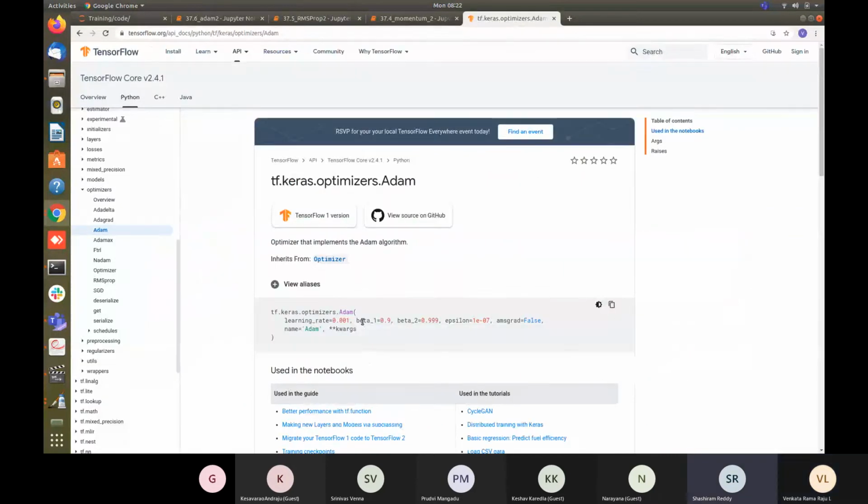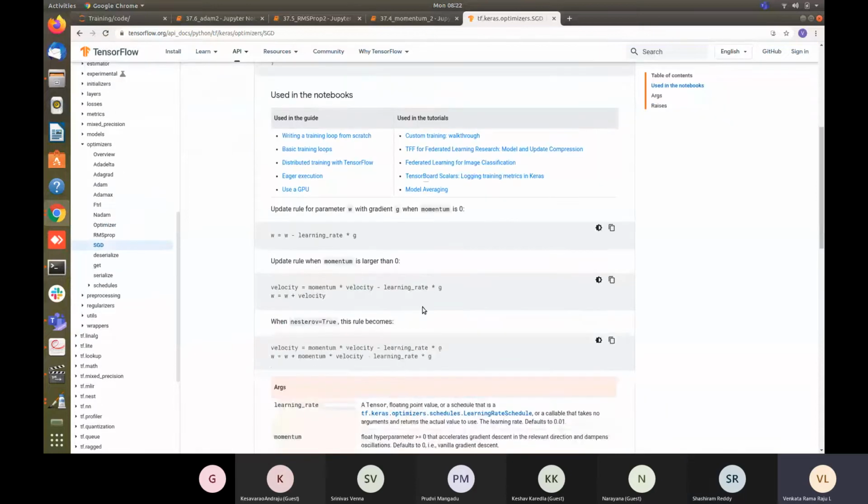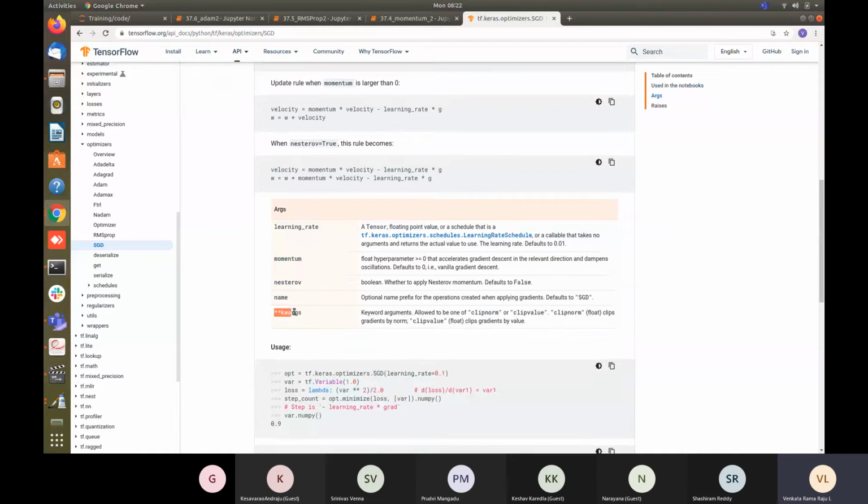Yes. Yeah. So let me show you this. In SGD there are star keywords. Do you remember what star keywords are? Keyword arguments, right? They are allowed to be one of clip norm or clip value, right? Gradient by norm. Clipping gradients by norm means, right?